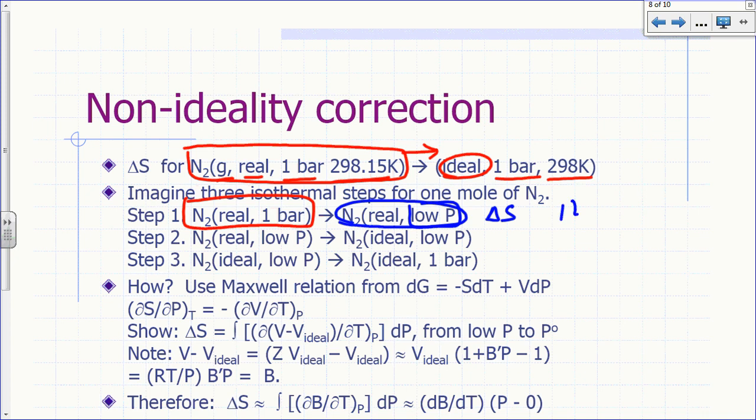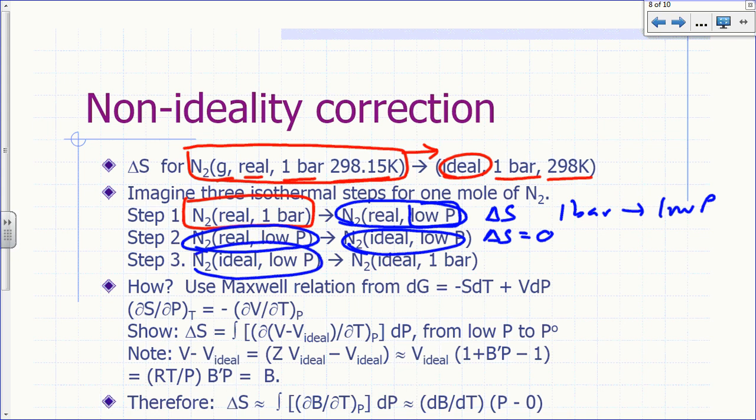So this is an isothermal change from 1 bar to very low pressure. Now that we're at very low pressure, the nitrogen gas is the same thing as an ideal gas. So what's the delta S for this second step? It's going to be zero. At very low pressure, your nitrogen gas is behaving ideally, so delta S for changing into an ideal gas is zero. Then step three, you have an ideal gas at low pressure, and you bring it back up to 1 bar.